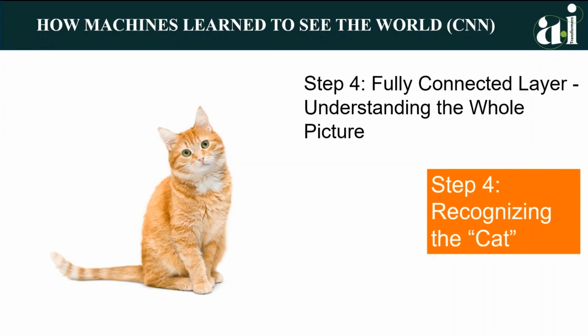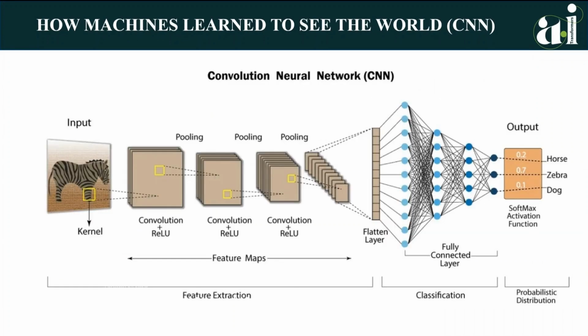By teaching the machine to see step by step, CNN can recognize objects, identify faces, and even interpret the world around us. It's a remarkable process that powers countless technologies we see every day.